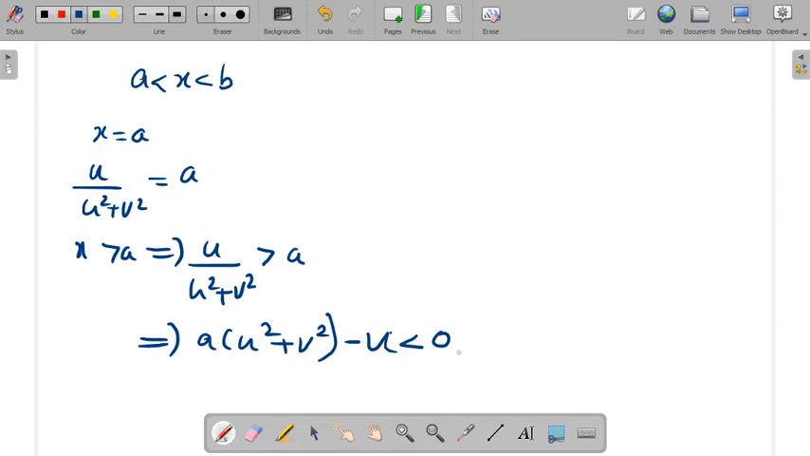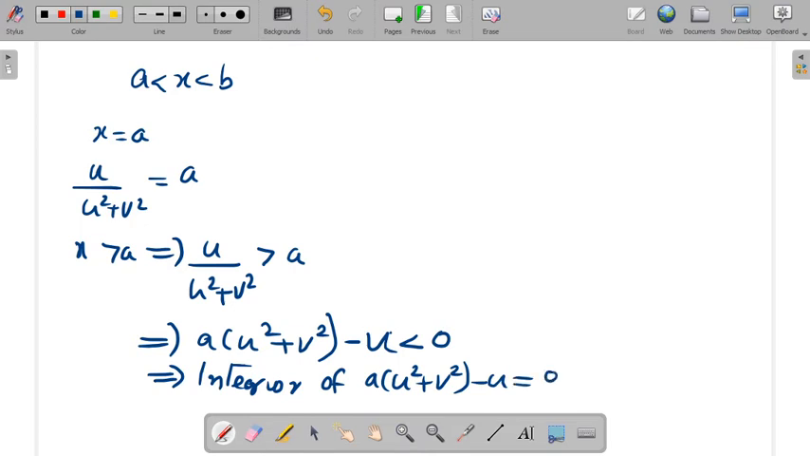That should be less than 0. And a(u² + v²) − u = 0 represents a circle. So less than 0 will represent the interior of the circle a(u² + v²) − u = 0. If it were greater than 0, that will represent the exterior of the circle.